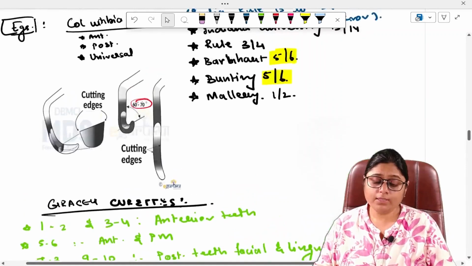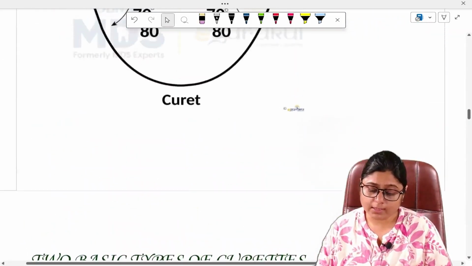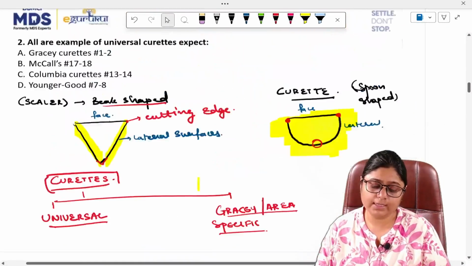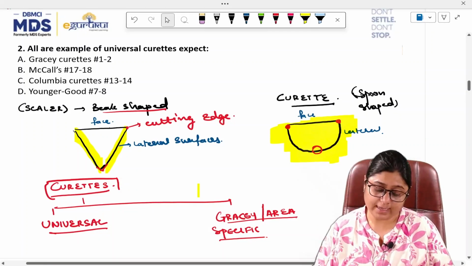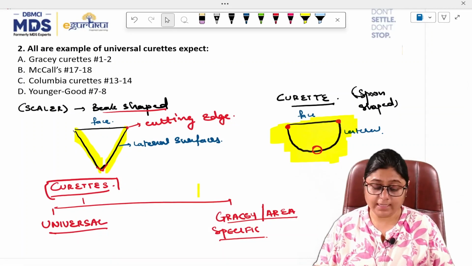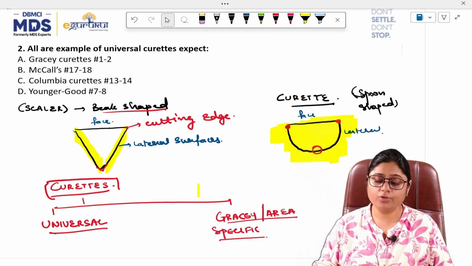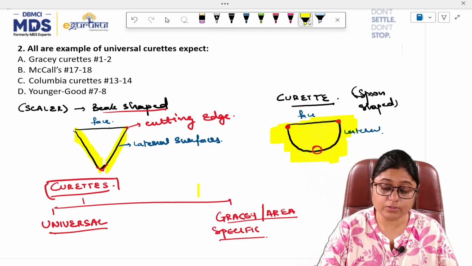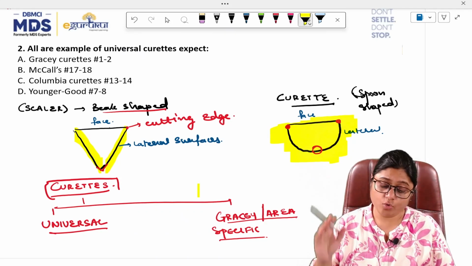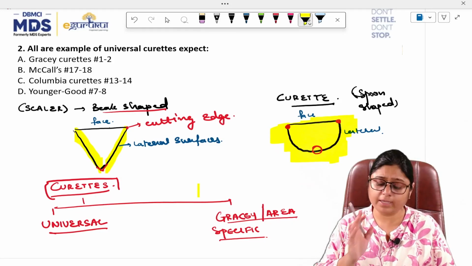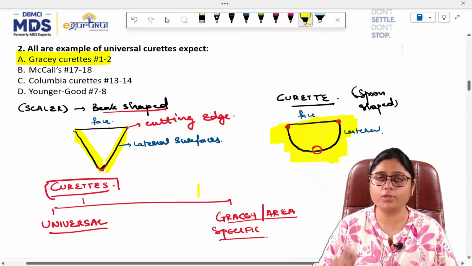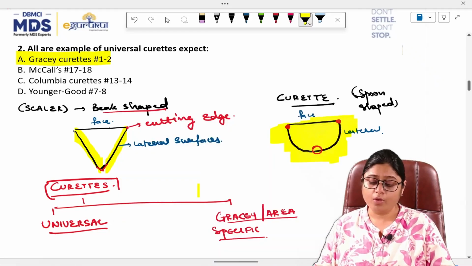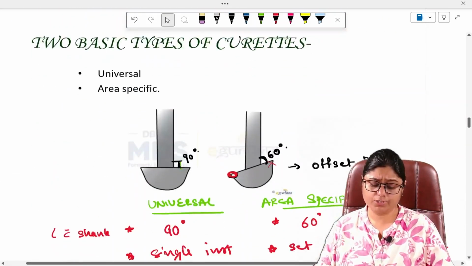Okay. So this is about the universal curate. Now let us see the question once again. All are examples of universal curate except Mecca's 17 and 18 is an example of universal curate. Okay, that you have to remember, that is not given in the answer, but it is there. Columbia curates are there, younger curates are there. We definitely know that Gracey curate is not a universal curate. So the answer to this question is Gracey curate 1 and 2. Okay. Now the next question.